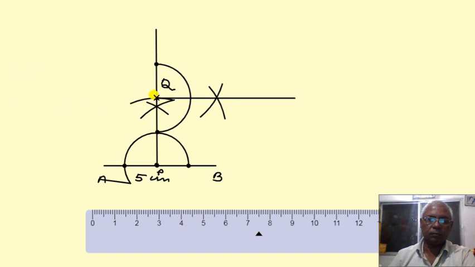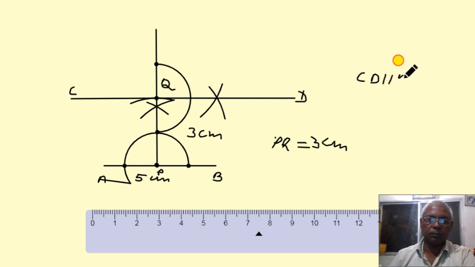Now remove the compass and draw a line with the help of the scale. You can see this line here, and also draw the line on that side. The name of this line is CD. It is C and D, which is parallel to AB, and the distance between them is 3 centimeters. PQ is 3 centimeters.